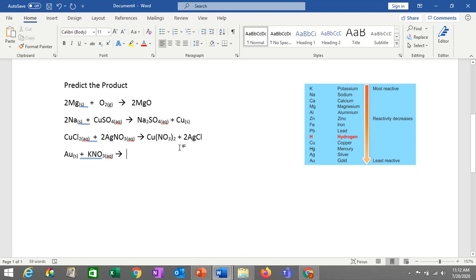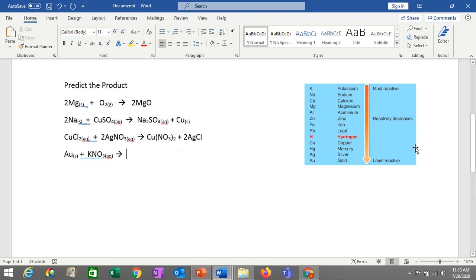Okay, last but not least, our final example. We have gold plus potassium nitrate. So what kind of reaction will this be? So again, we've got an element by itself, and we've got a compound. So if this reaction takes place, it's going to be a single displacement reaction, right? The gold will replace the potassium, which will then get kicked out and exist by itself.